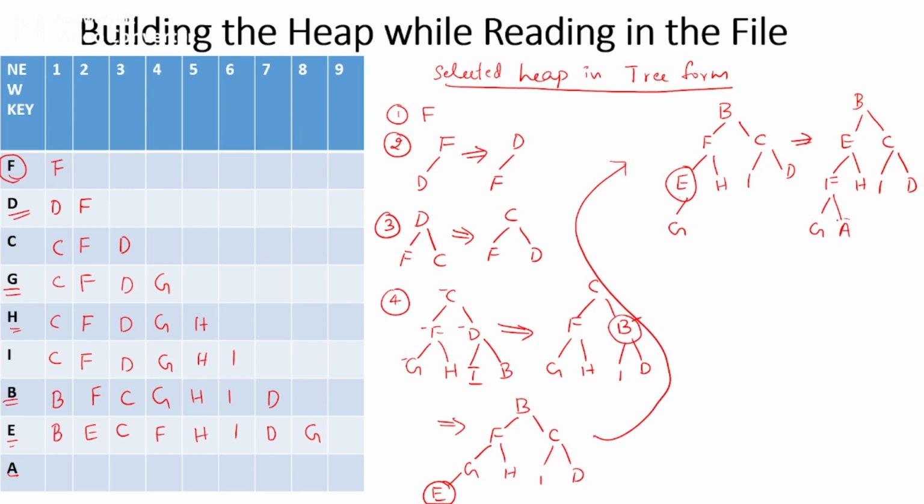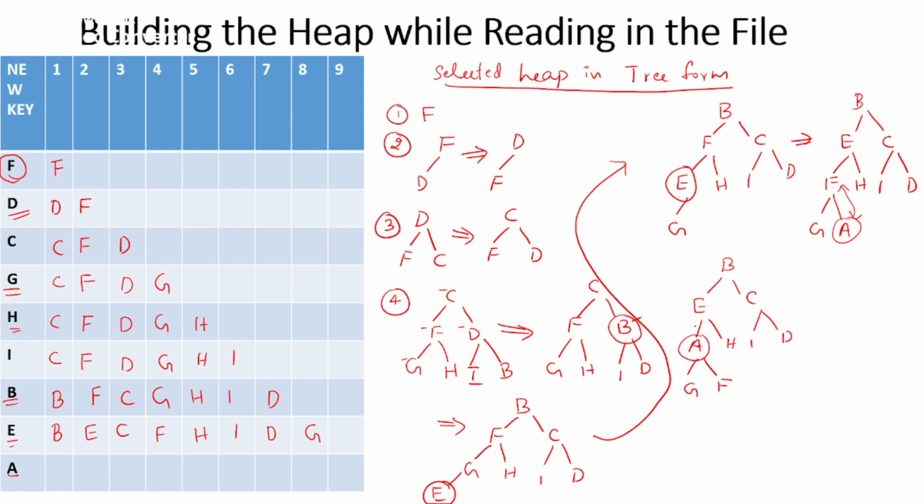When A is included over here, it is smaller than F. We need to swap. So my tree structure will be B, E, C. Then here I will get A, then H, here I and D. Then here I will get G, and here I will get F. F and A got swapped.